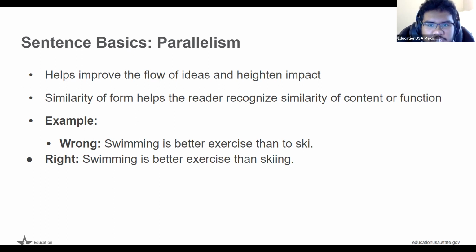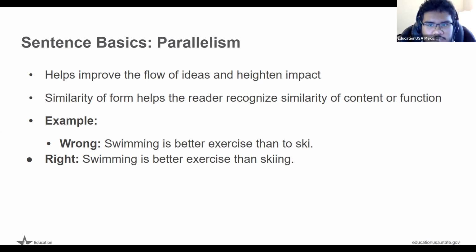In this first sentence, it says, "Swimming is better exercise than to ski." While it technically isn't very wrong, you can see it feels a little awkward to read out, because the first action being talked about, swimming, is being compared to skiing, but the problem is skiing is worded differently. It is worded as "to ski." So it doesn't really flow correctly. It doesn't feel very natural because of it.